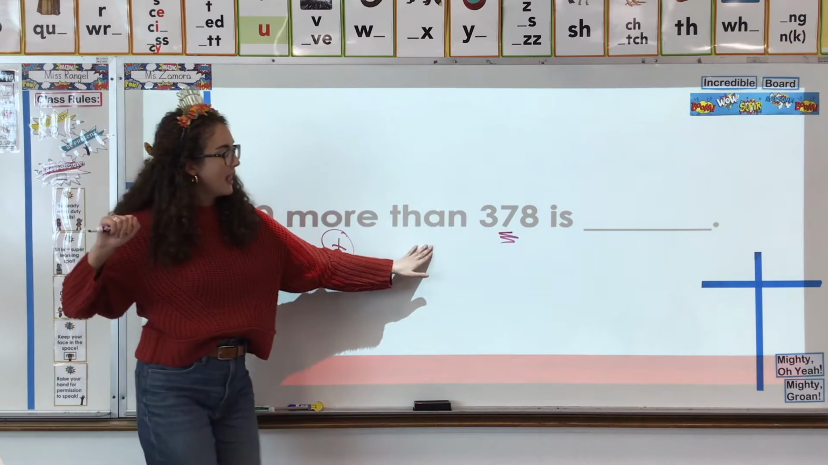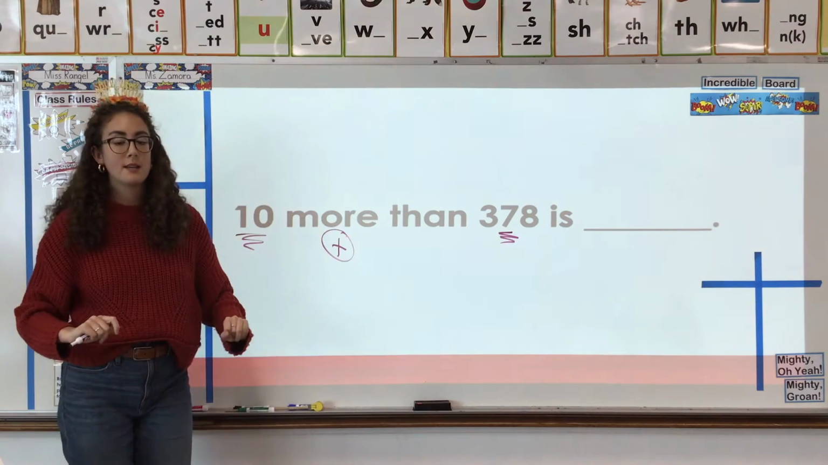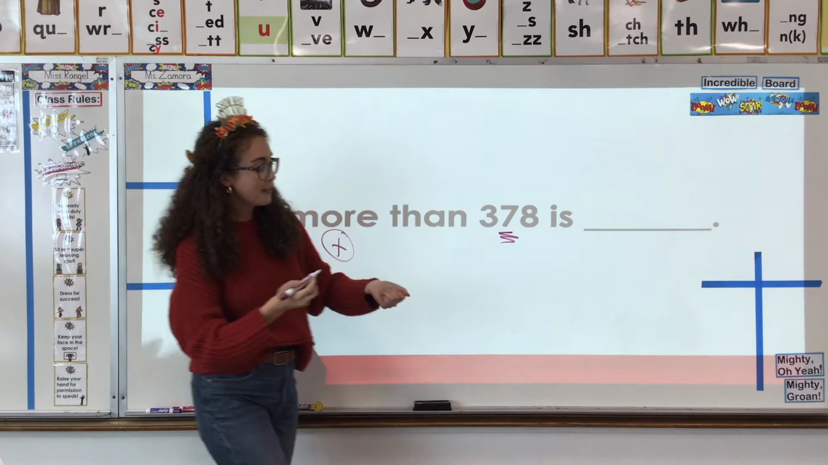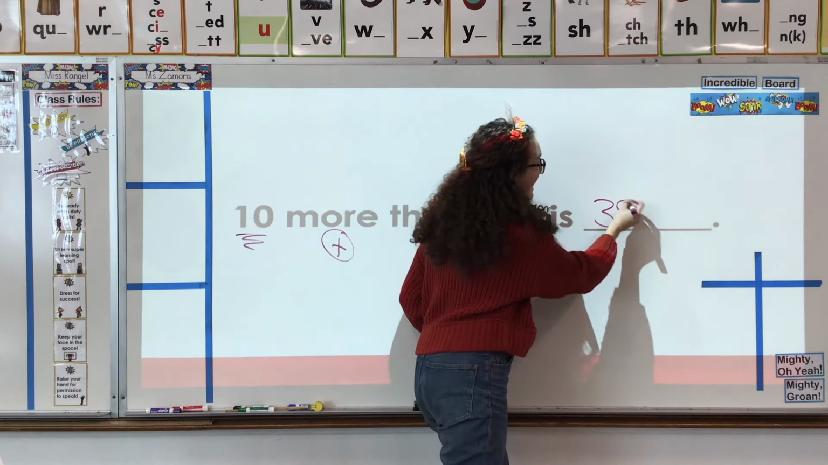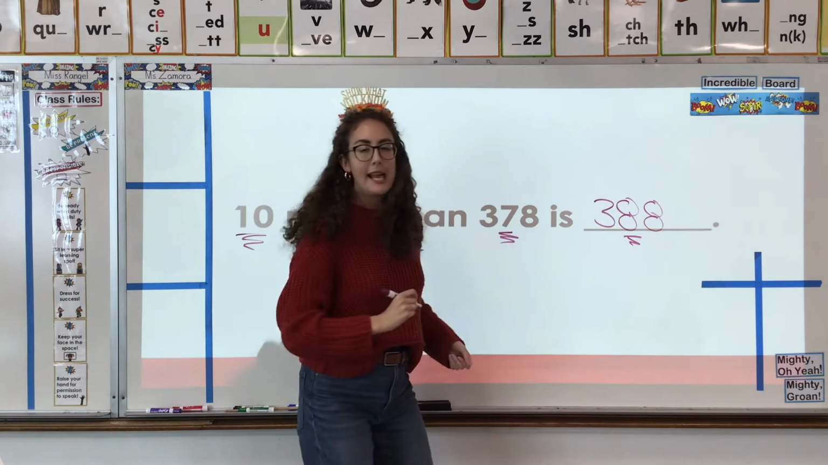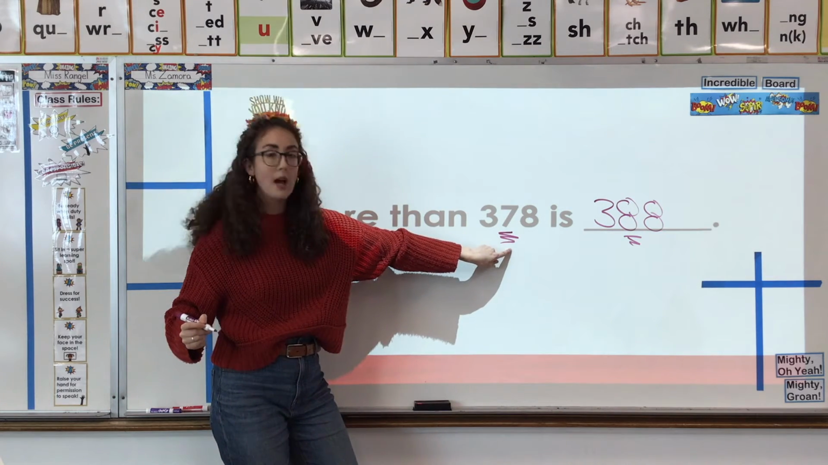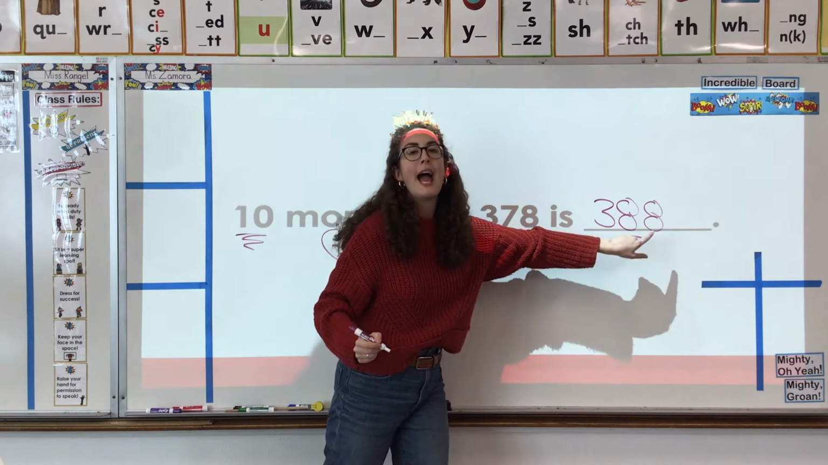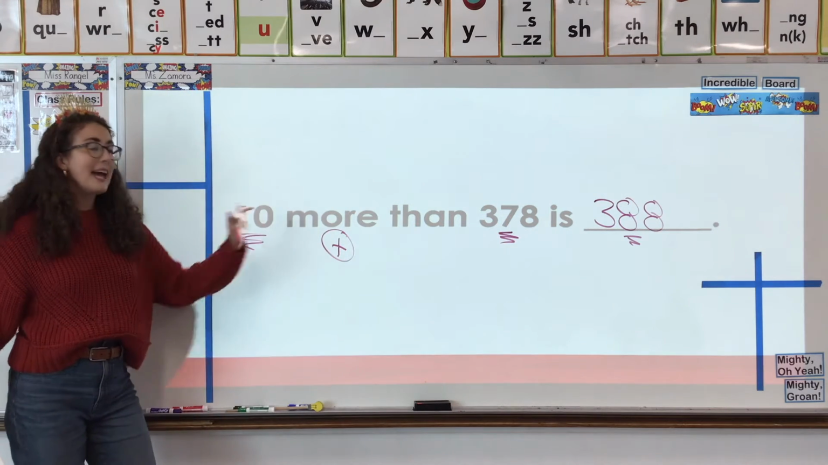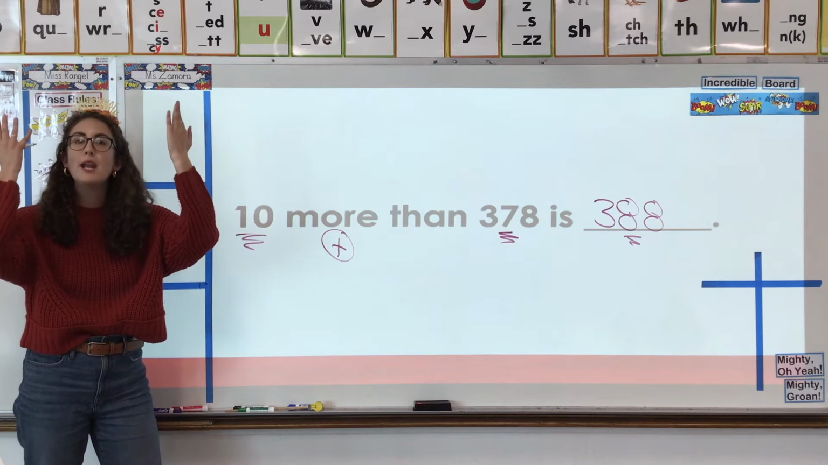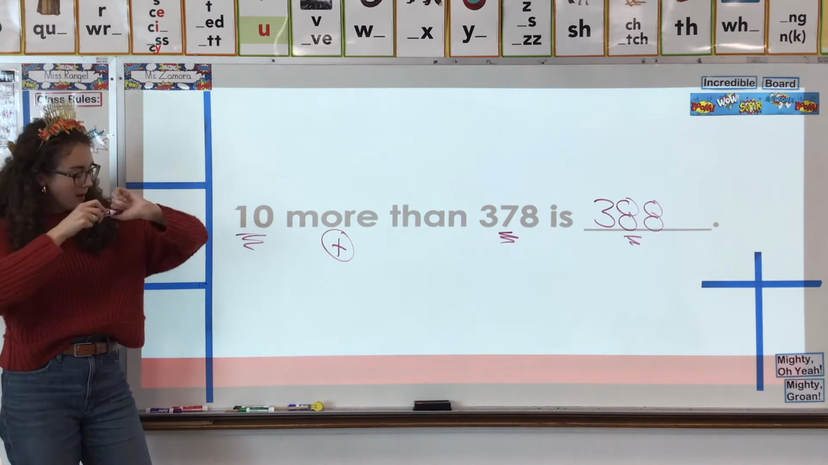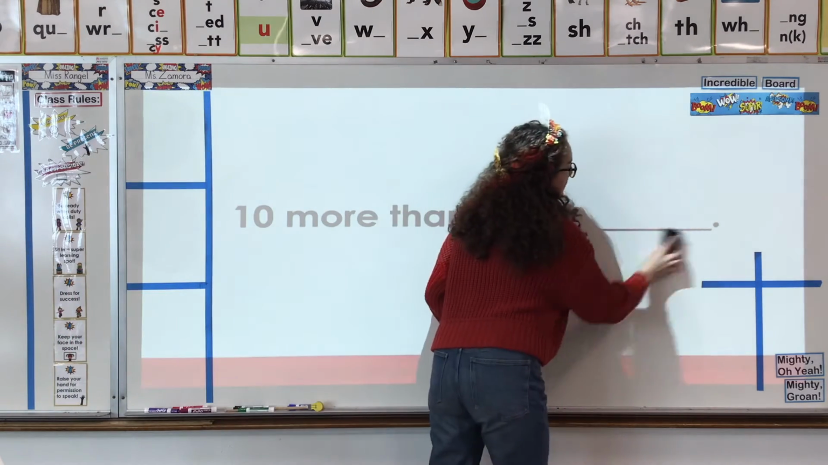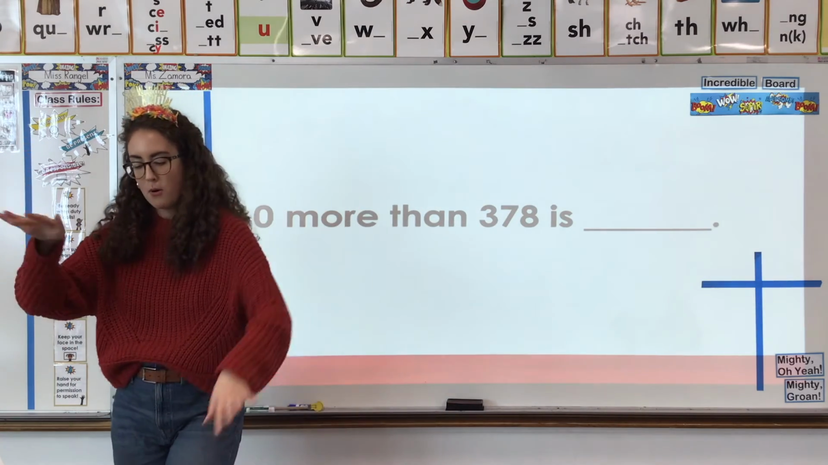10 more than 378 is, you're going to add a 10. 388. Awesome, people. Because look, we went from how many tens? 7 tens to 8 tens. We added a 10. We counted up 10 more. Awesome, awesome job. Okay, are you ready for another one? Let's reset, reset, clear that board. Good job. Whew. Okay, next one.